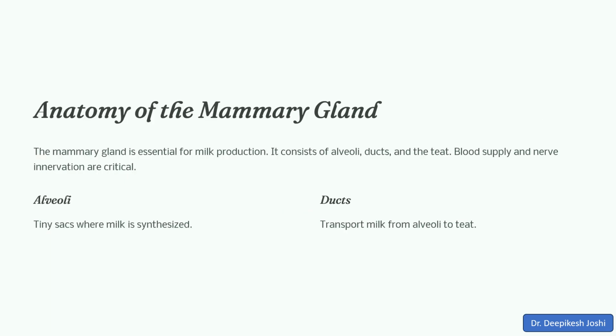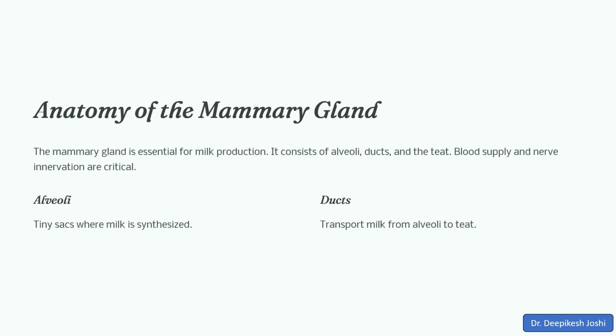First we'll study the anatomy of the mammary gland. There are various parts of the mammary gland. Inside the mammary gland the basic units are alveoli. These are the tiny sacs where milk is synthesized. These alveoli are connected to ducts, which transport milk from the alveoli to the teat. Between the alveoli and ducts there are the teat cistern and gland cistern, which store the milk for some time.